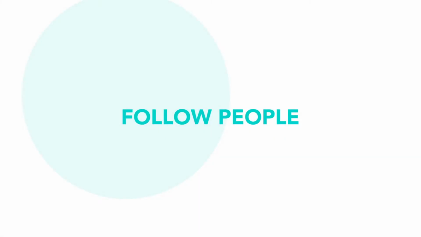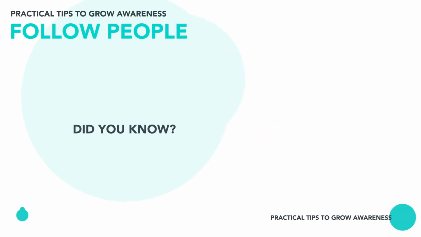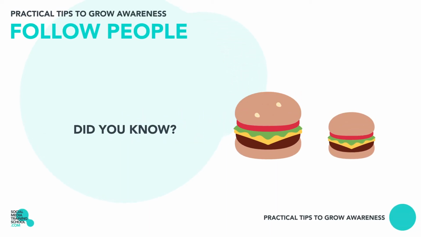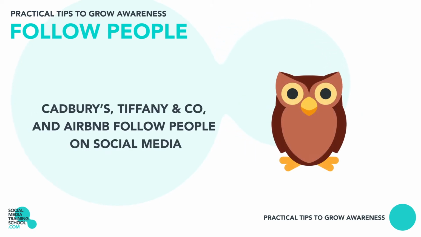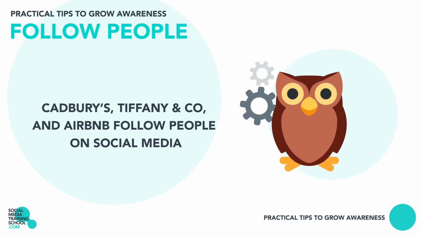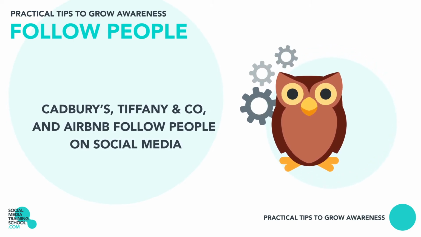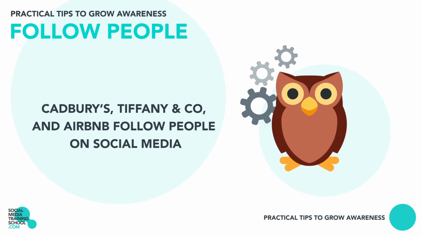Our second tip is to follow people. Did you know that on Twitter, KFC follows 11 people, the 5 members of the Spice Girls, and 6 people called Herb? This is a play on the fact that KFC's recipe is made from 11 herbs and spices. Interesting facts aside, even huge brands like Cadbury's, Tiffany & Co, and Airbnb follow people on social media. This is particularly true on channels such as Instagram and Twitter, and a useful way to organically gain followers.